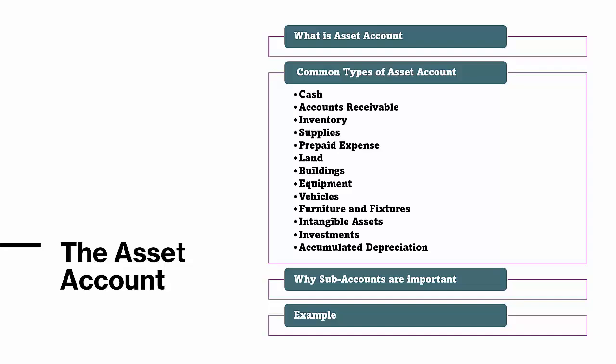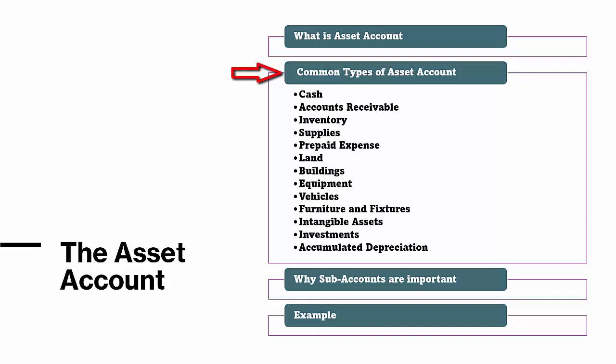Think of assets as resources that help the business run and grow. When a business owns something valuable, it records this in an asset account. For example, cash in the bank, equipment, inventory, and even money owed by customers, called accounts receivable, are all assets. Each of these valuable resources gets its own sub-account under the asset category so that we know exactly what the business owns and can easily keep track of each item.